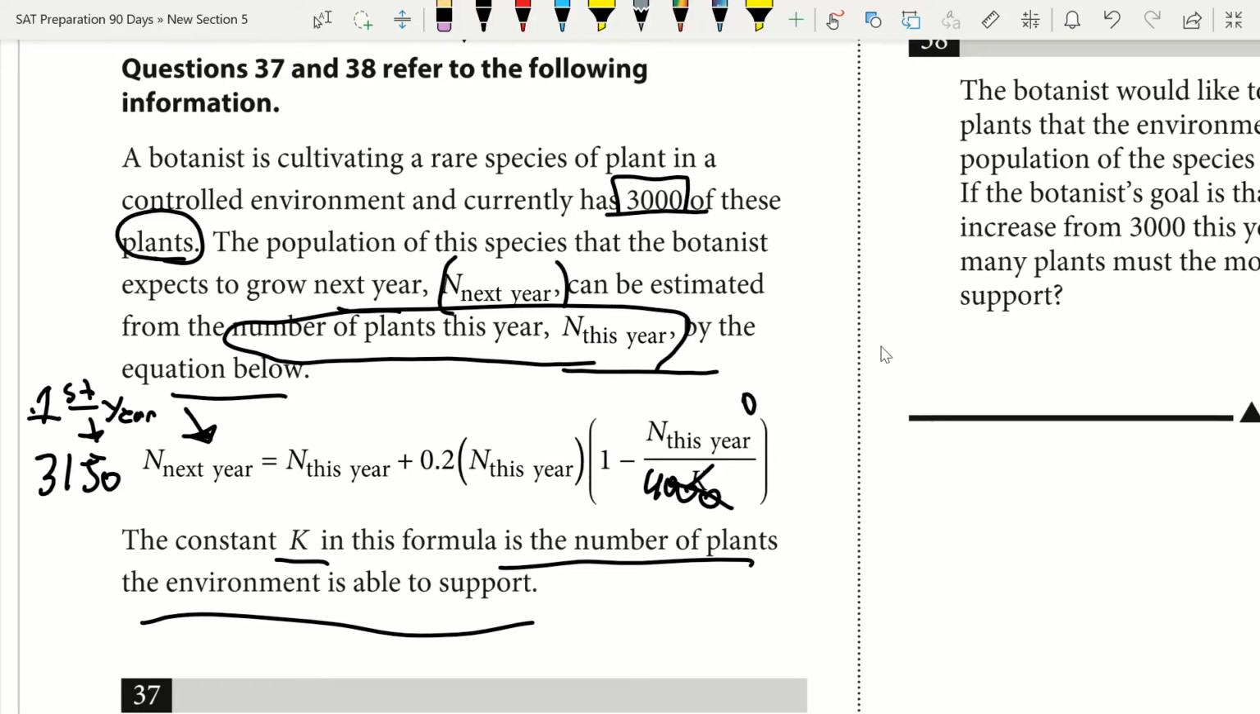Okay, so I take that, and now I'm plugging that in for this year's. Keep in mind this is still over 4,000 for K. So now I'm going to have 3,150 plus 0.2 times 3,150 times 1 minus that 3,150 over 4,000. At that point I plug it in my calculator, which I'm going to do now.